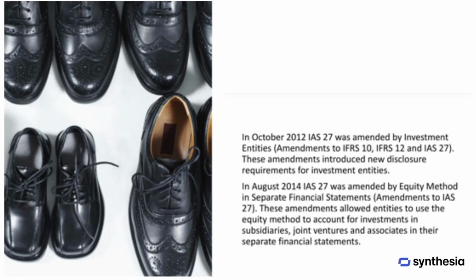In October 2012, IAS 27 was updated as part of amendments related to investment entities. These changes introduced new rules about what information investment entities need to disclose. Then, in August 2014, further amendments allowed companies to use the equity method to account for their investments in subsidiaries, joint ventures, and associates when preparing separate financial statements.